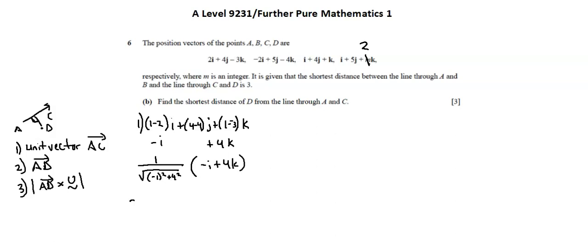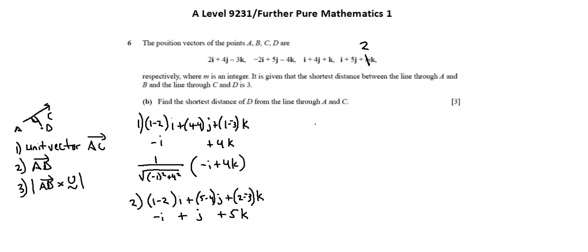For 2, calculating AD, going from A to D, we'll have an i, a j, and a k component. D minus A, the i values 1 minus 2. The j values 5 minus 4, and the k values 2 minus negative 3. Simplifying to negative i plus j plus 5k.